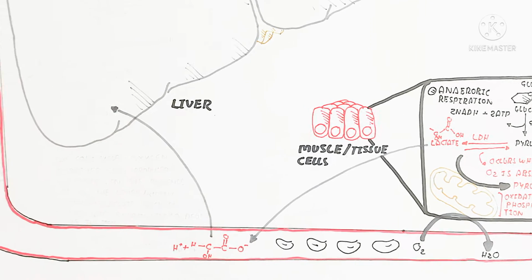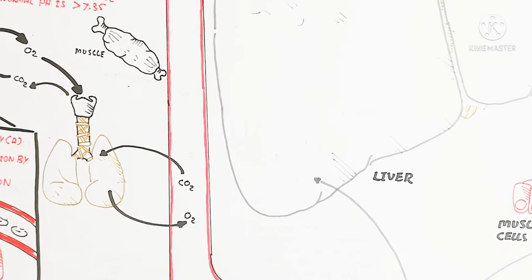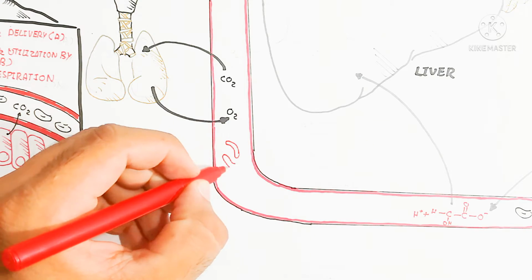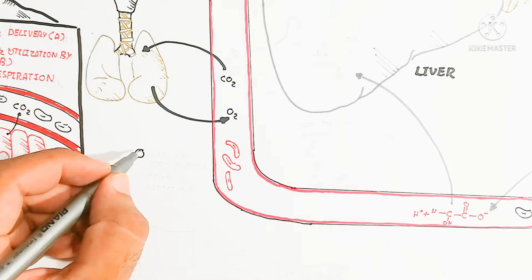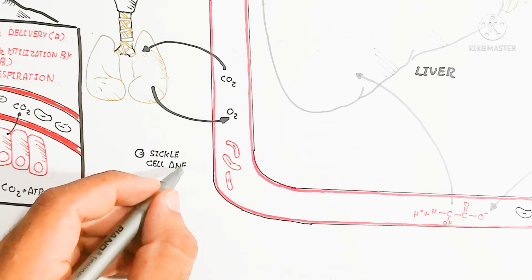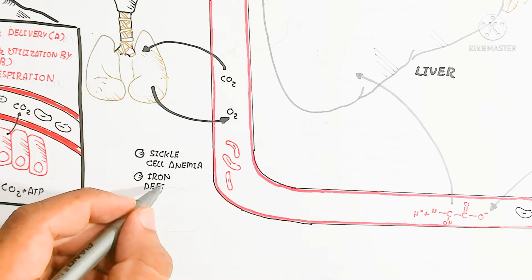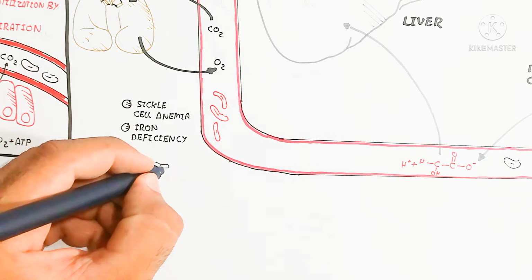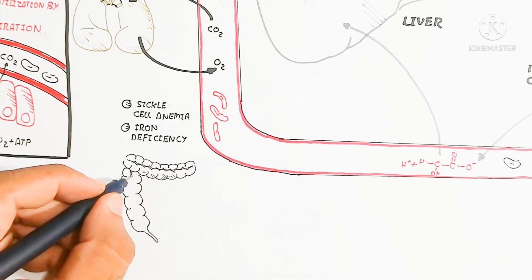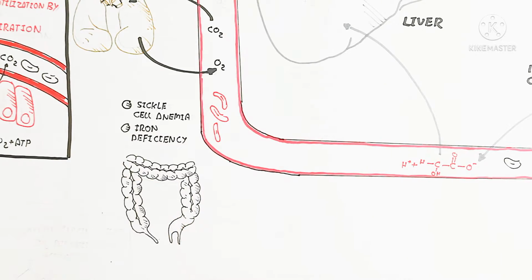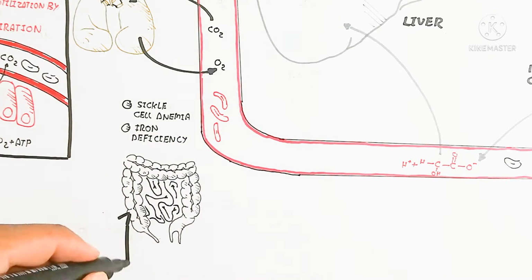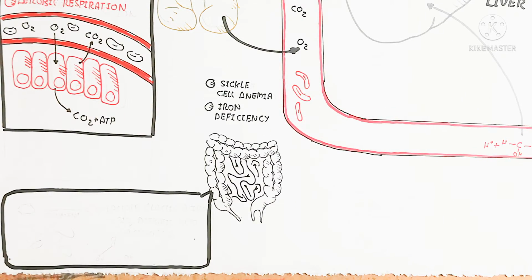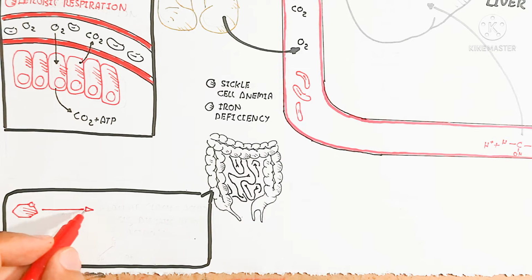It means when it moves into the blood, the acidic medium will increase. It will also move into the liver, and the elevation of lactic acid in the blood will cause lactic acidosis. So sickle cell anemia and iron deficiency also lead to lactic acidosis. Why? Because the red blood cell is important for capturing oxygen and delivering it to the tissue for aerobic respiration. So here is the digestive system, which is also a problem for increasing lactic acid.